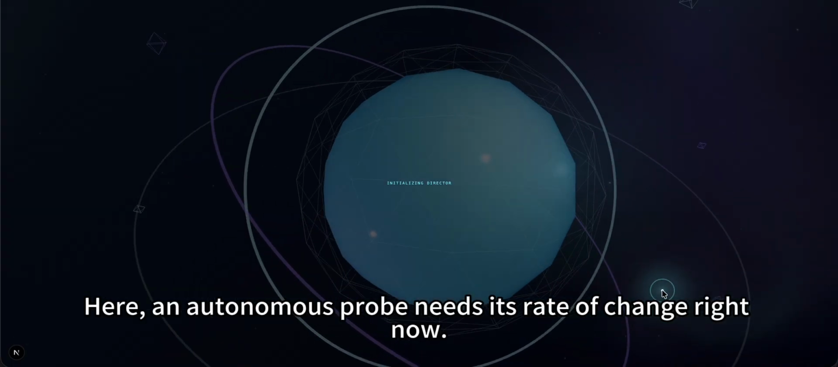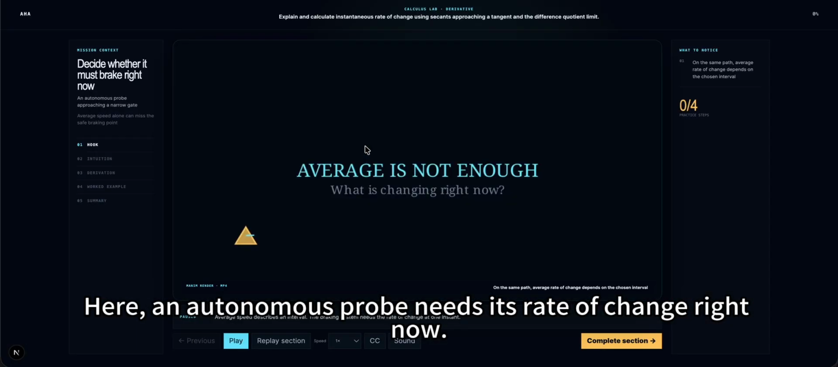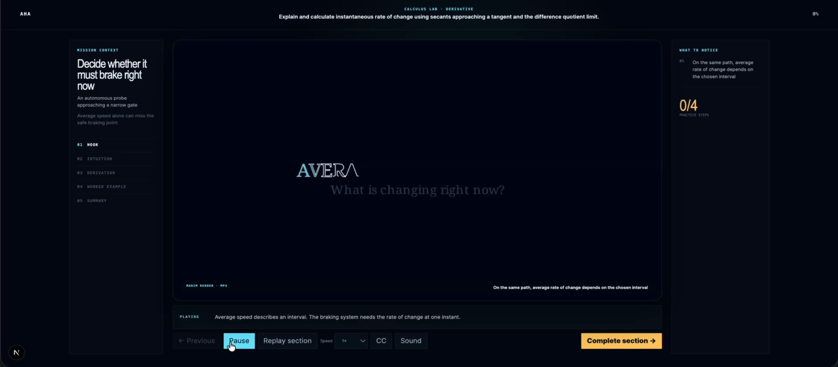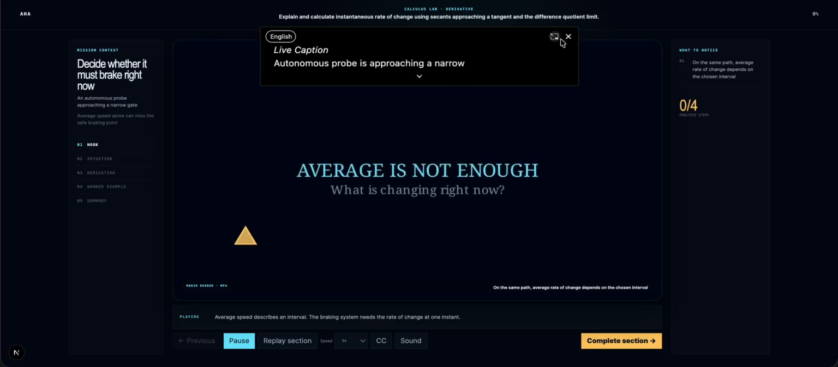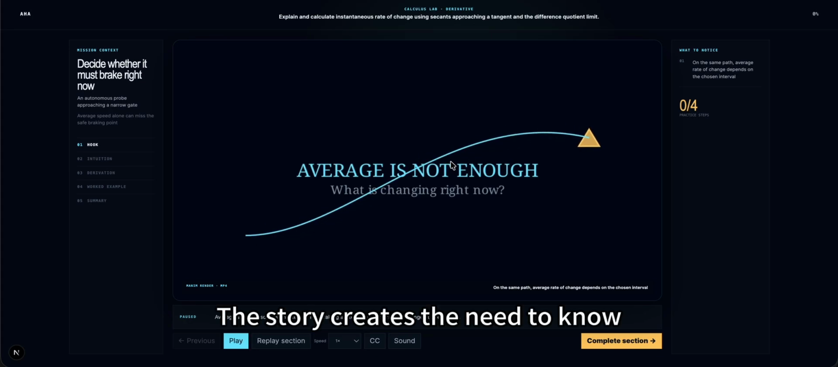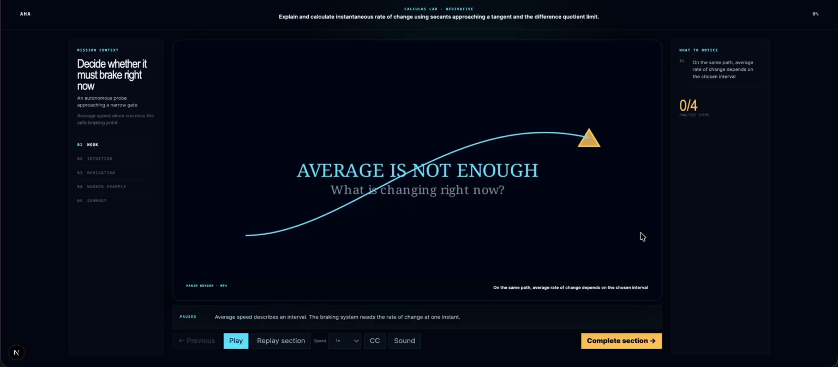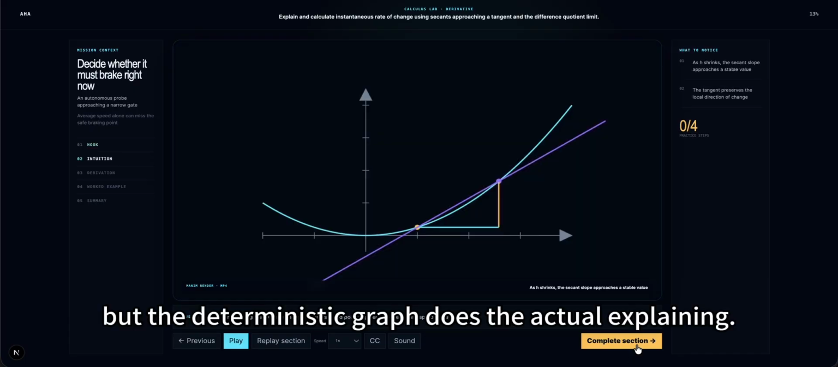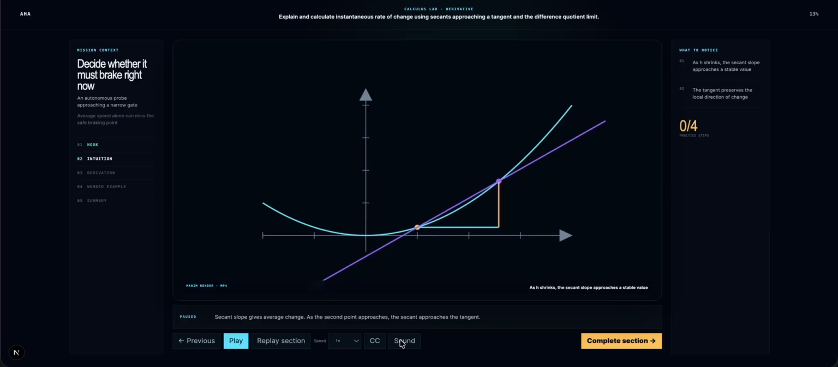Here, an autonomous probe needs its rate of change right now. An autonomous probe is approaching a narrow gate. Average speed cannot tell it whether to brake right now. It needs to know how fast its position is changing at this instant. The story creates the need to know, but the deterministic graph does the actual explaining.